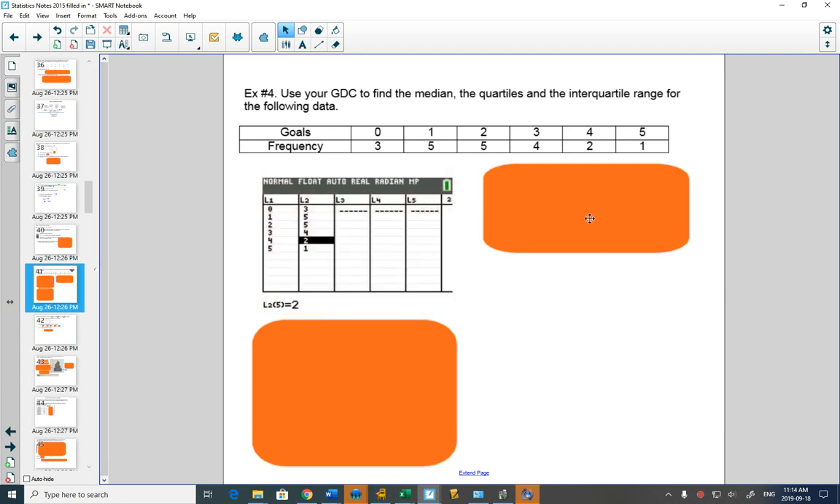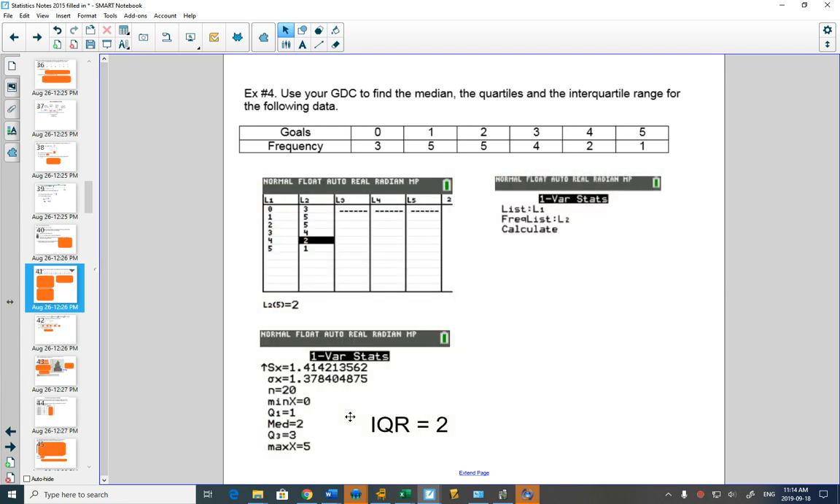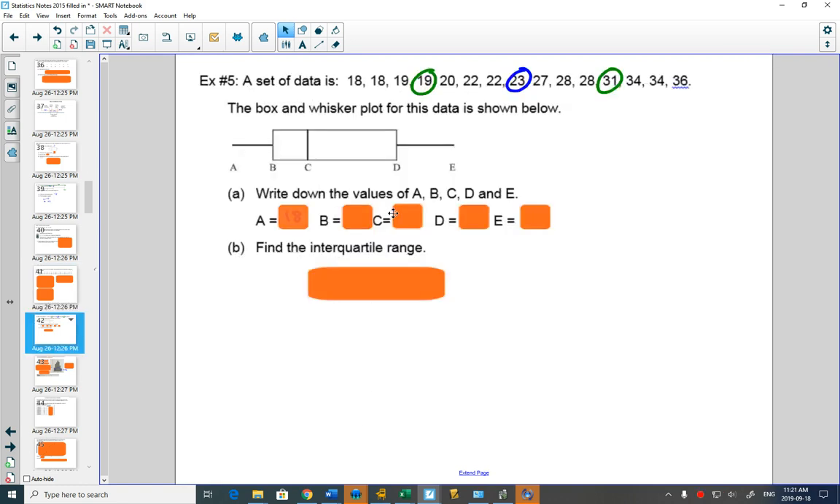And once you have got your answers, I'll put them up here so you can check them. Okay. Check how you did. A, B, C, D, and E. And there's your interquartile range.